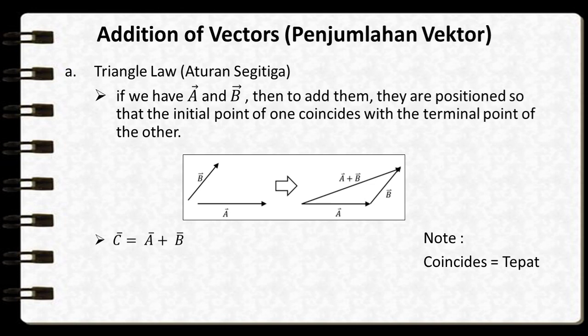Now, let's see the picture on this slide. In that slide, we have vector A and vector B. If we want to add vector A and vector B, we have to position vector A and vector B so that the initial point of vector B coincides with the terminal point of vector A. So we get vector C equals vector A plus vector B.